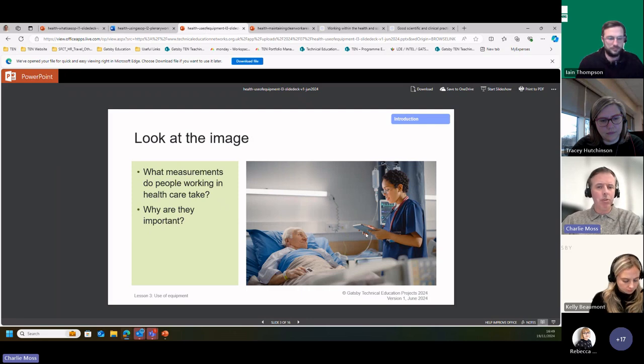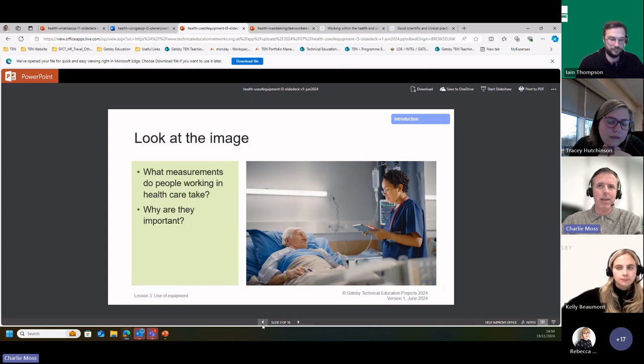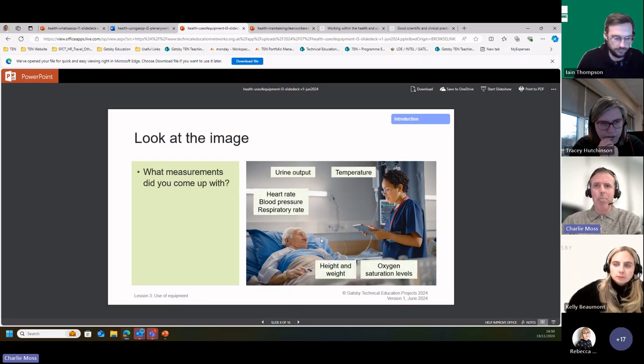We also have visuals as well within our materials. So this is an example in lesson 3. And it's kind of look at the images, what measurements do people working in healthcare take and why are they important? So it can prompt a question to students, and then you get some examples on the subsequent slide that will bring some examples in there. So they may be able to talk about kind of temperature and potentially oxygen saturation levels if they've done physiological measurements, but things like urine output and heart rate or respiratory rate, you can really kind of pull out those examples there as well, really. So we have things like that as well.